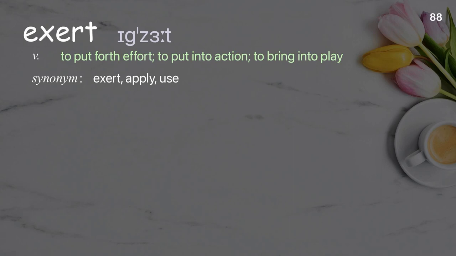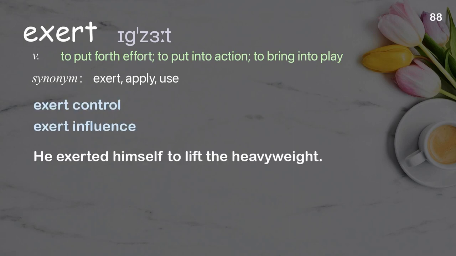Exert. To put forth effort, to put into action, to bring into play. Examples: exert control, exert influence. He exerted himself to lift the heavyweight.